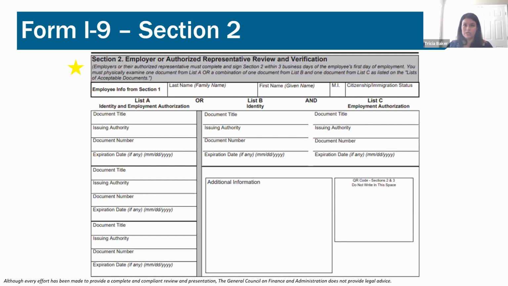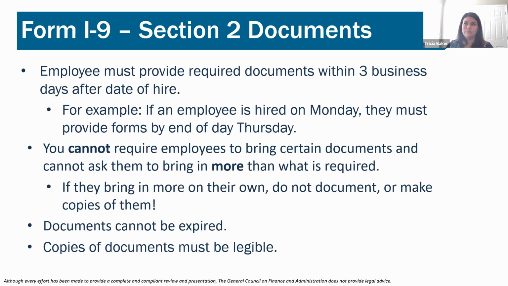So they bring you their documents, they have looked at the list, they bring you their driver's license and their birth certificate. Okay, that works. Or their driver's license and their social security card. So you would take the forms and you would complete this section. You would enter their information in the employee info from section 1, and then you would put the document information on List B or List C. You want to make sure you're filling out the appropriate section. And then you would sign the bottom of the form attesting you as the employer reviewed the documentation.